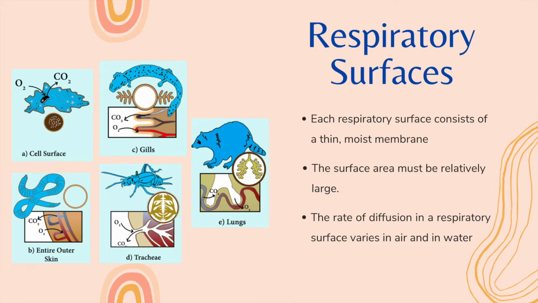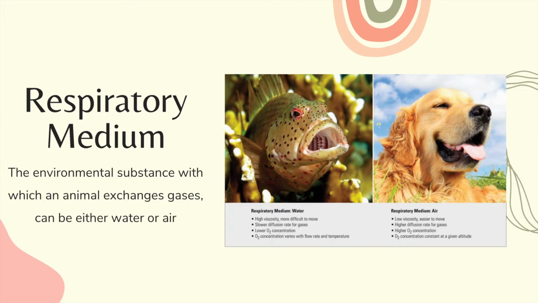And third, the rate of diffusion in a respiratory surface varies in air and in water. Air and water have different properties as respiratory media. Aquatic animals have to expend more energy to obtain oxygen compared to terrestrial animals that obtain oxygen through the atmosphere. To explain further how air and water affect respiration, let us consider the following figure. Water is more viscous than air. So moving oxygen over a respiratory surface exposed to water requires more effort than moving it over air.